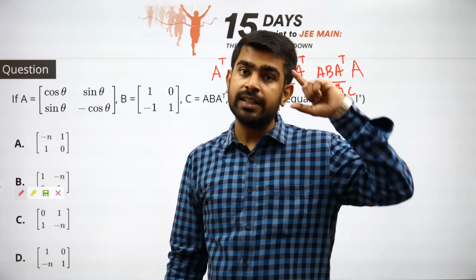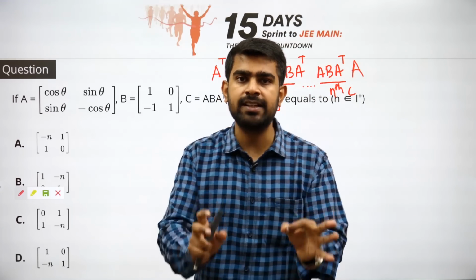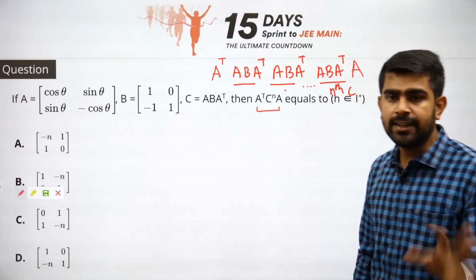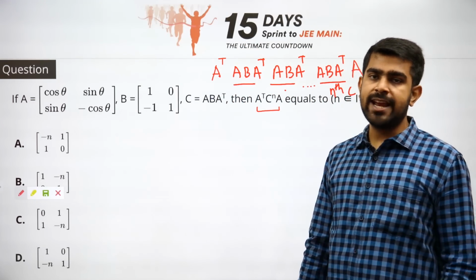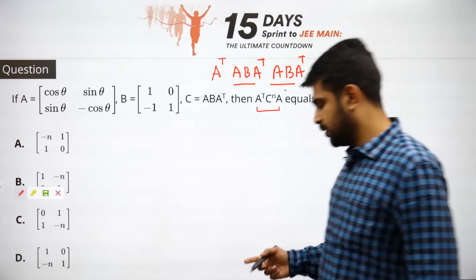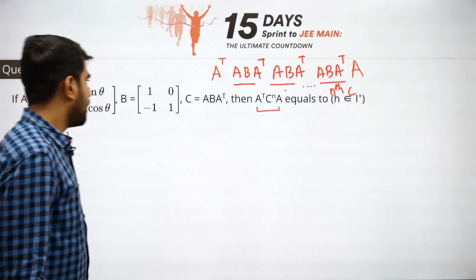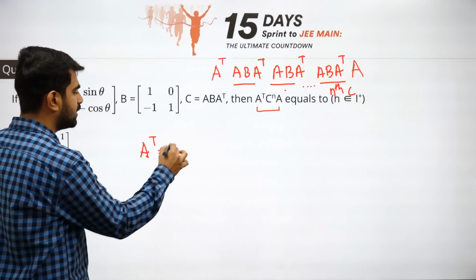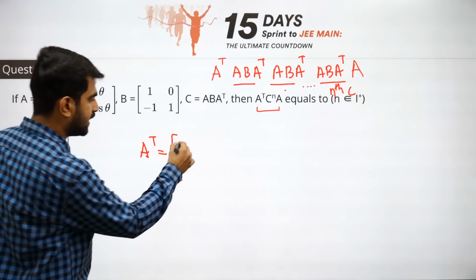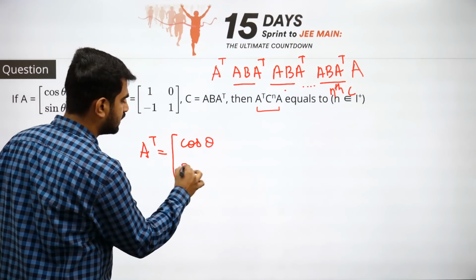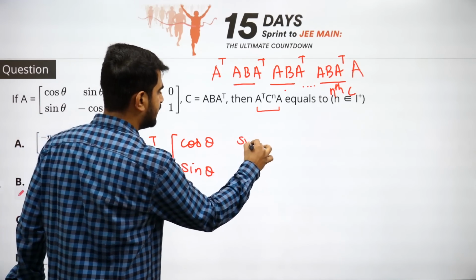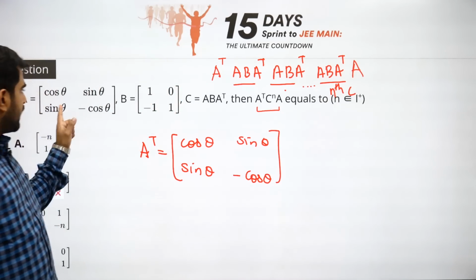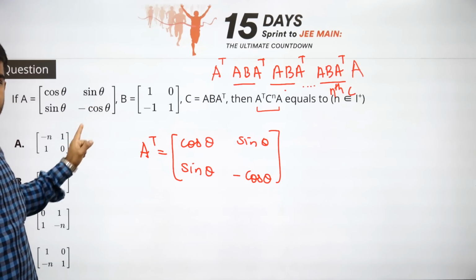So, obviously, in my mind, it should strike that there is something that I need to do with A transpose A. There is something that I need to do for sure with A transpose A. Let me check it out. Okay. So now, what is A transpose? A transpose is nothing but the same thing, I guess. It is cos theta, sin theta, and this will be sin theta, minus cos theta. Okay, is that fine? Sin theta, cos theta, sin theta, minus cos theta.